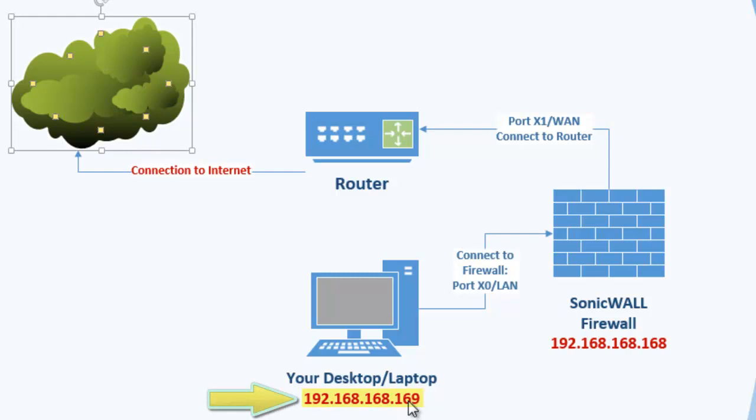Your laptop or desktop needs to have the IP address of 192.168.168.169, and your firewall's default IP is 192.168.168.168.